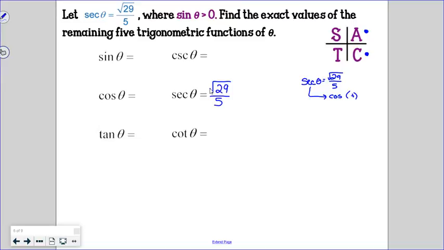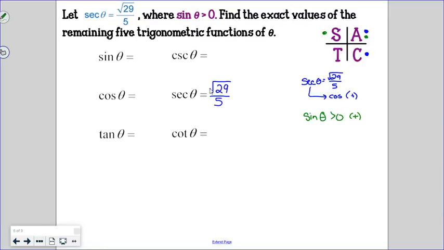This triangle could be drawn into quadrant 1 or quadrant 4. The other piece of information they told us is that sine of theta is greater than 0. And greater than 0 means positive, right? So again, I identify for myself, where can that happen? Sine can be positive. Everything's positive in quadrant 1.